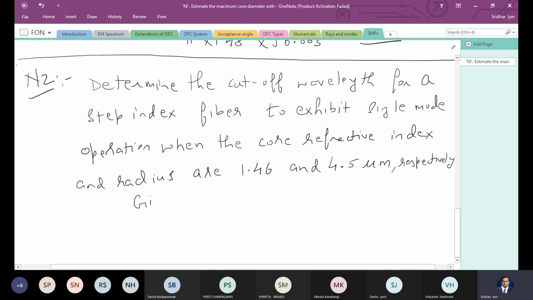Also, what is given is delta equal to 0.25%. So here we need to find the cutoff wavelength.